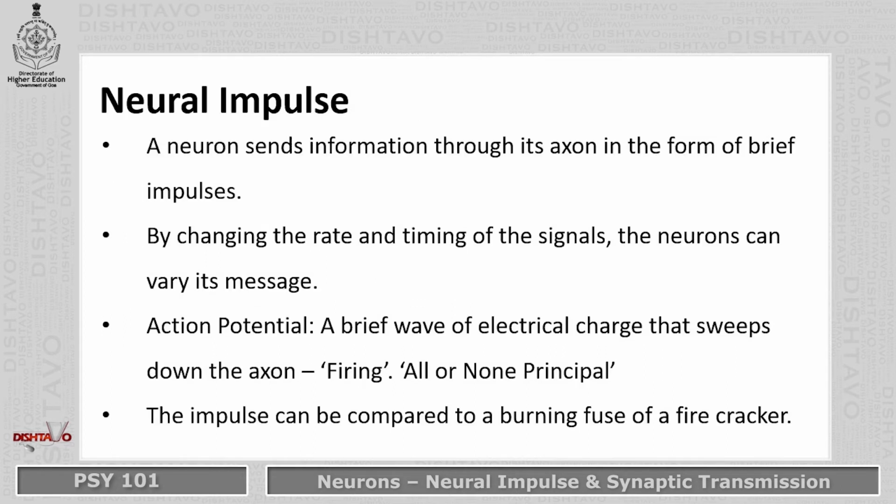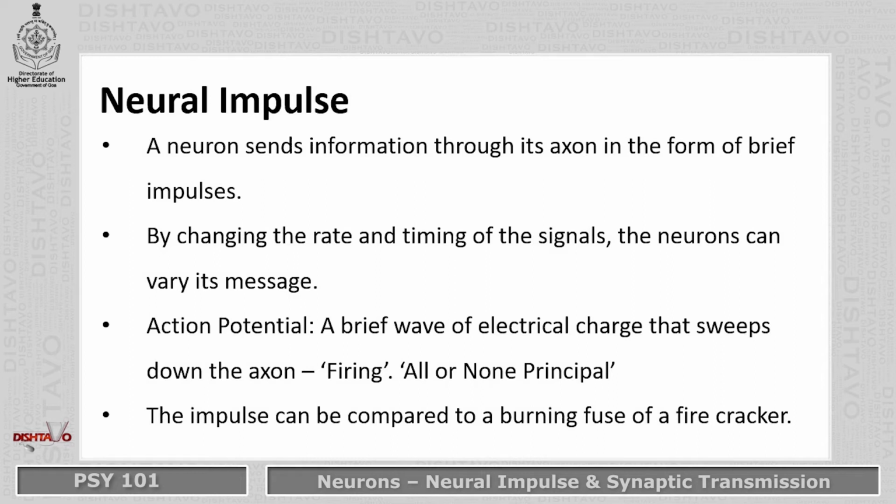So, moving on, a neuron sends information through its axon in the form of a brief impulse. A neural impulse is actually a way neurons communicate with each other. You can think of it as an electrical wave that gushes from one neuron through the dendrites to the axon and towards the next waiting neuron. By changing the rate and timing of the signals, the neuron can vary its message.